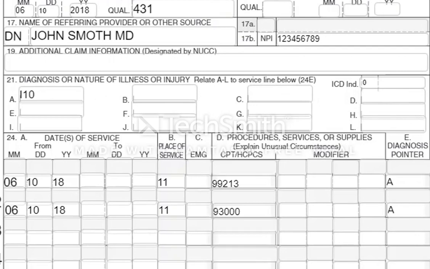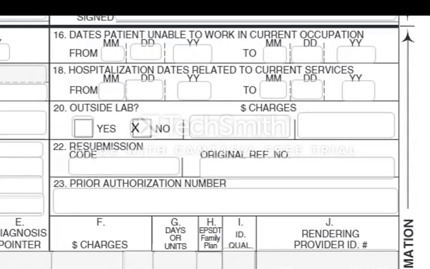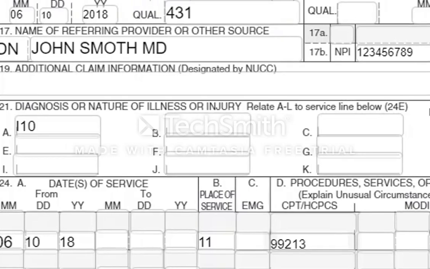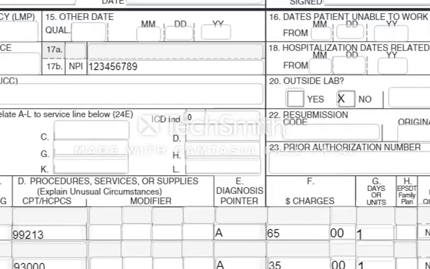Block 17, nothing will change with this. We will just make sure to leave block 17A blank with that NPI number of that referring physician going into 17B. Now, block 18, this is where we would put the information if the patient was hospitalized. Block 19 would be left blank. This is once again reserved for NUCC use. Block 20, we would mark if an outside laboratory was used. If the answer is yes, then make sure to put the charges on the right-hand side of the block.